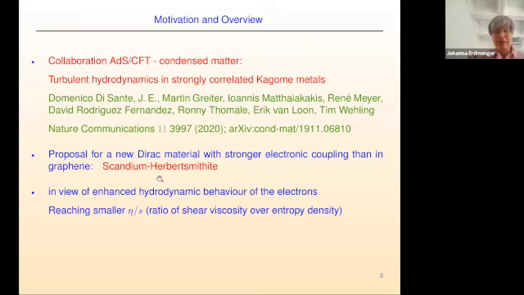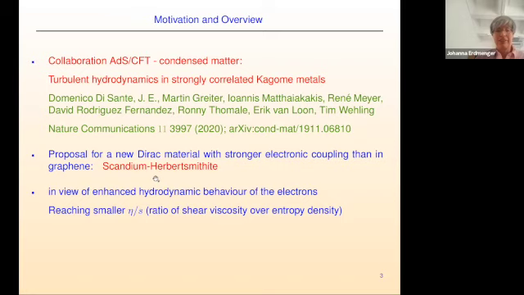It's called scandium Herbert-Smithite. Herbert Smith was an American mineralogist and crystallographer, and he discovered a particular material that was named after him. It's called Herbert-Smithite. Now we propose to substitute some atoms in this material, which were actually zinc atoms, by so-called scandium atoms. And then this material would be called scandium Herbert-Smithite. And so we propose this.